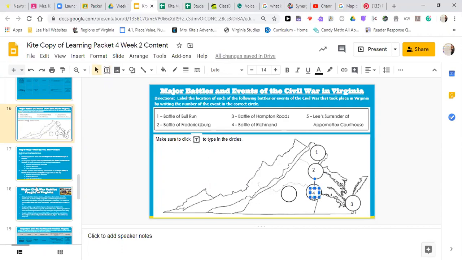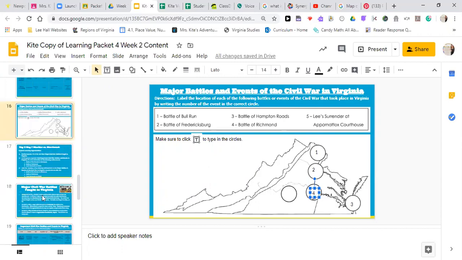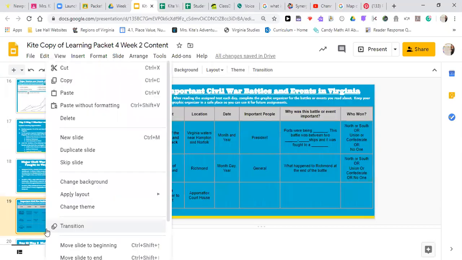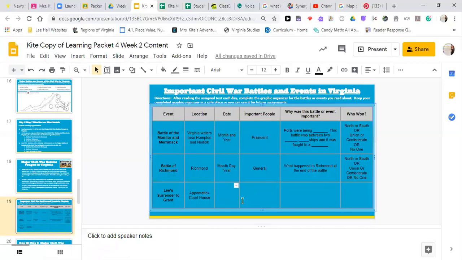All right, now we're gonna go back to our major Civil War battles fought in Virginia, to our last event. On April 9th, 1865, Confederate General Robert E. Lee surrendered his army to Union General Ulysses S. Grant at Appomattox Courthouse, Virginia. The Civil War was finally over. So when we come back to our graphic organizer, we know this happened at Appomattox Courthouse in Appomattox, Virginia. And this does definitely have a month, day, year.